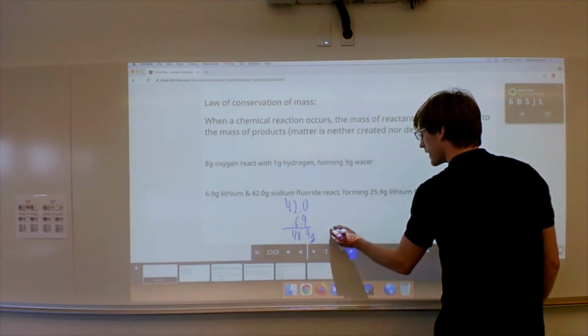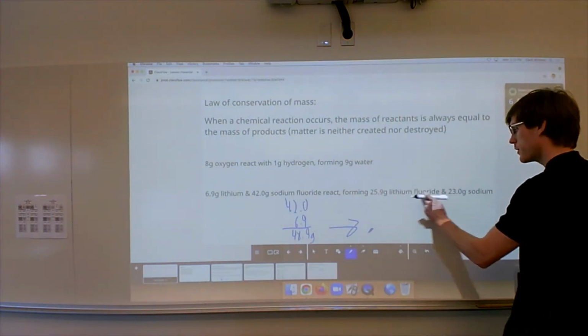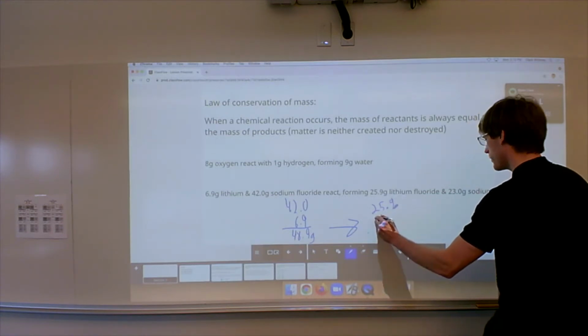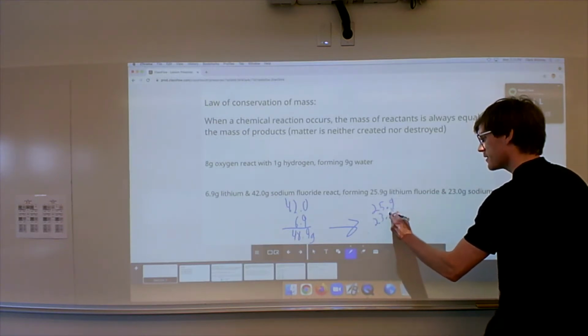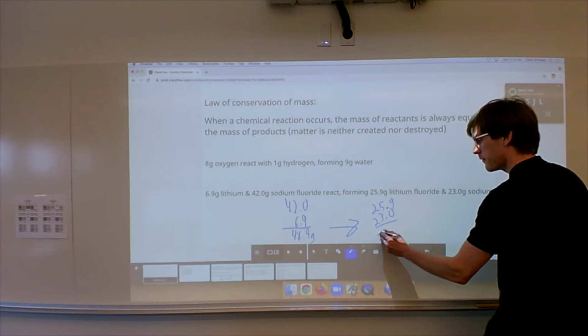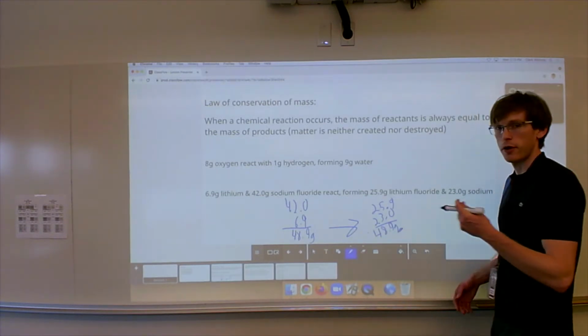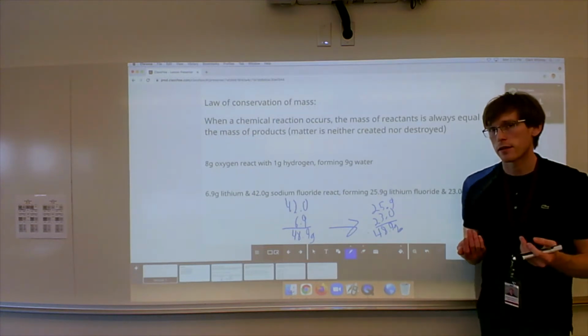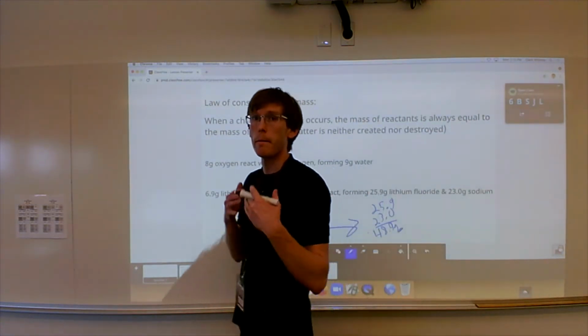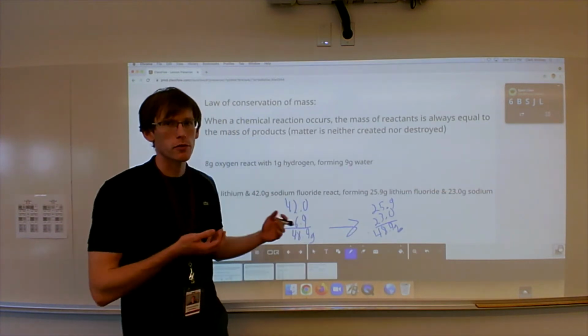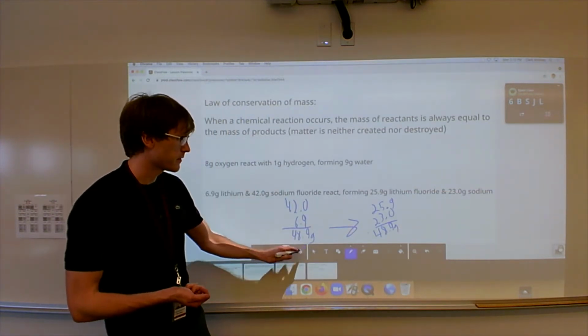Well, we get as products 25.9 plus 23.0, and that is going to be 48.9 grams of products. Different products, but still the same amount of mass. There's not creation or destruction of mass in this process.